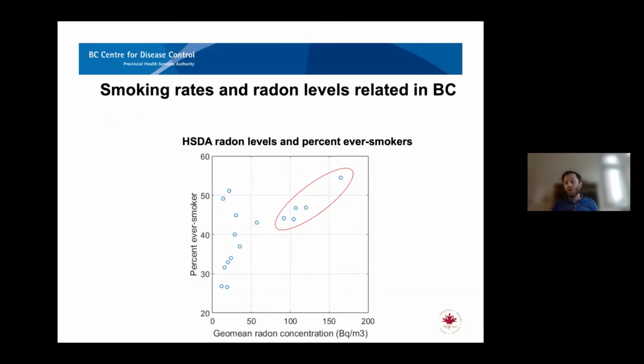So what does this mean for BC? What this plot is showing now is the relationship between smoking rates at the HSDA level and radon levels in BC. So on the x-axis, same scale we've had before across the past few plots, and on the y-axis you have the percent ever smokers in a given community. And so there are communities, as you can see, that have both high levels of smoking and generally high levels of radon. There are also communities that have fairly low levels of radon, as we've been able to determine through our testing and aggregating, but quite high levels of smoking.